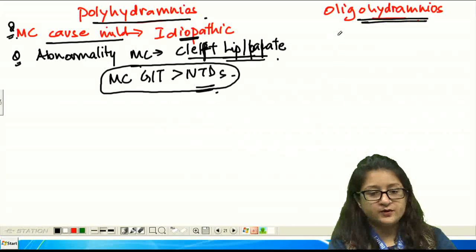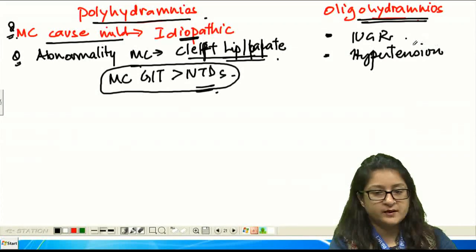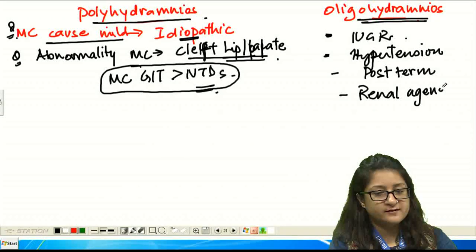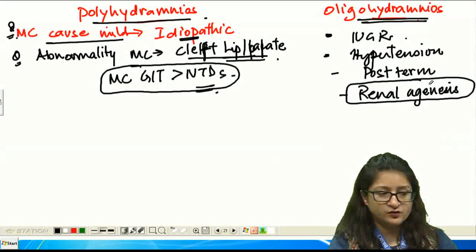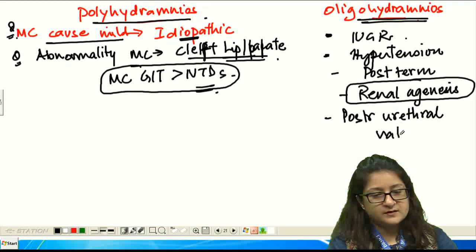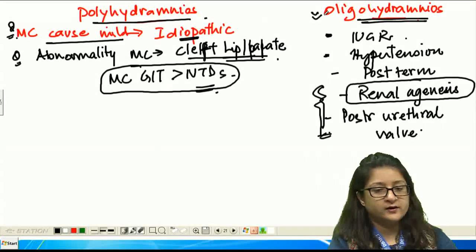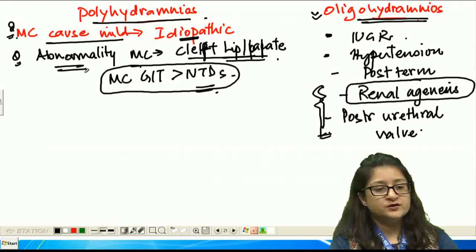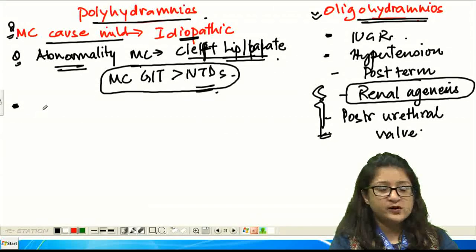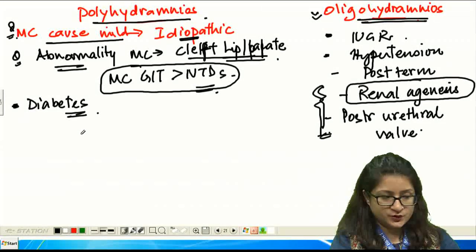On the other hand, with oligohydramnios, the causes can be IUGR, hypertension, post-term, and very importantly, renal agenesis. You have to remember renal agenesis and any renal abnormalities, because there will be no fetal urination, even posterior urethral valve. Situations that affect fetal urination or urine production are going to lead to oligohydramnios, whereas anything that affects fetal swallowing is going to lead to polyhydramnios. Excessive fetal urination or polyuria, like that seen in maternal diabetes, will also cause polyhydramnios.